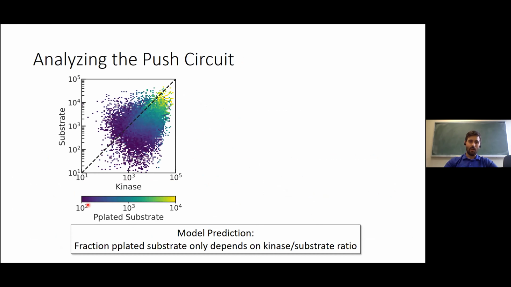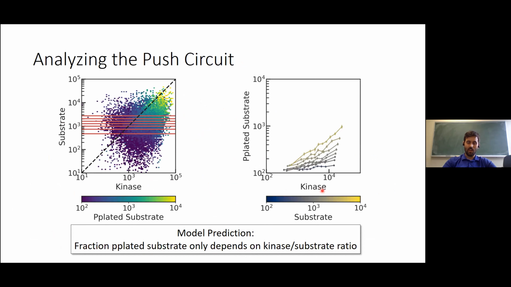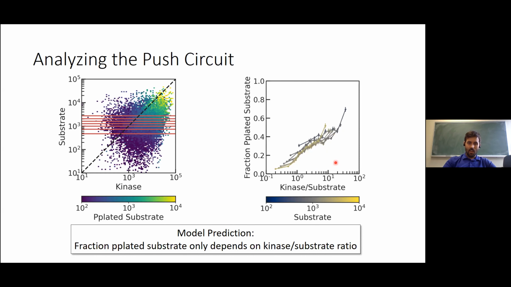But a useful thing that comes from making these models is that you immediately get a prediction: the fraction of phosphorylated substrate should only depend on the ratio of the kinase to the substrate. To see if this is what the experimental data is doing, I can take a bunch of horizontal slices through this data and plot each of these slices. Here the x-axis is the amount of kinase, the y-axis is the amount of phosphorylated substrate, and I've colored each curve according to the total amount of substrate. Then if I just rescale the axes, you can see that all the curves collapse.